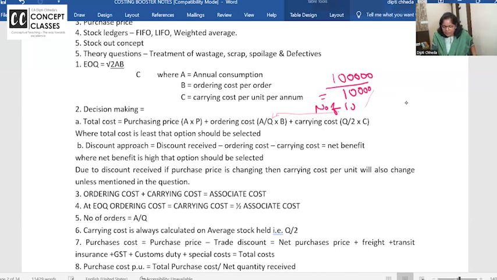So A by Q into B. Carrying cost: how much am I buying? 10,000 units. How much will be there in my godown? 10,000 came, then it goes down to 7, 8, 6, then again it comes. So average, can I say 10,000 divided by 2? Q by 2 will be there in my godown into carrying cost per unit. If you have done the problems with us, you will be super clear.